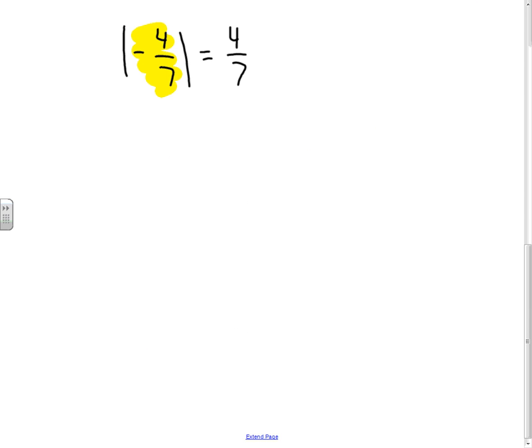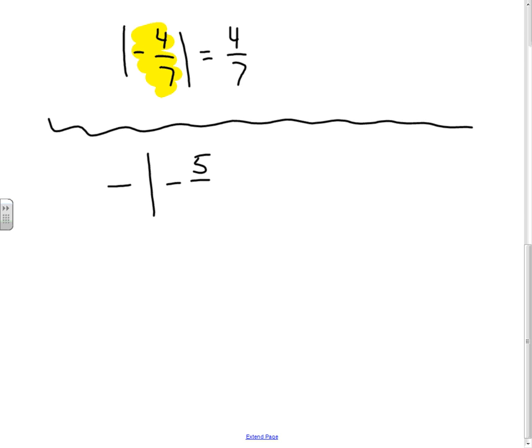The only time you're going to have negative answers when you're dealing with absolute value problems is if you had something like this: the negative of the absolute value of negative 5/3. The absolute value of negative 5/3 is positive 5/3. But because of the negative sign out front, they want the opposite of that answer. So the opposite of the absolute value of negative 5/3 is negative 5/3. You can think of the negative out front as a multiplier: negative 1 times the absolute value of negative 5/3.